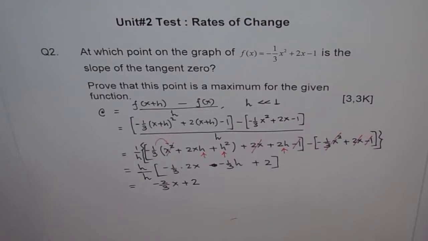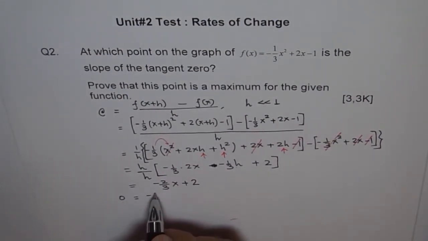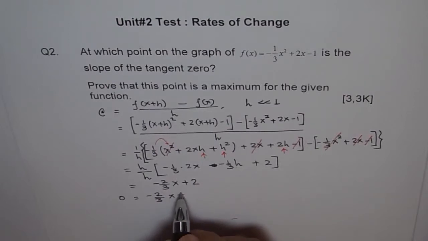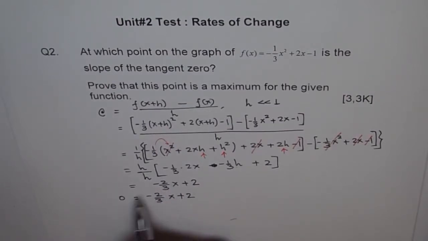Is it okay? So that is my instantaneous rate of change at any point x in the domain of the function f(x), okay? Now, we want the slope of the tangent to be 0. That means this instantaneous rate of change should be 0, right? So we have 0 = -2/3 x + 2. And then we can solve for it. We'll bring this term here. We get 2/3 x = 2. And this implies x is how much? So we'll write here.